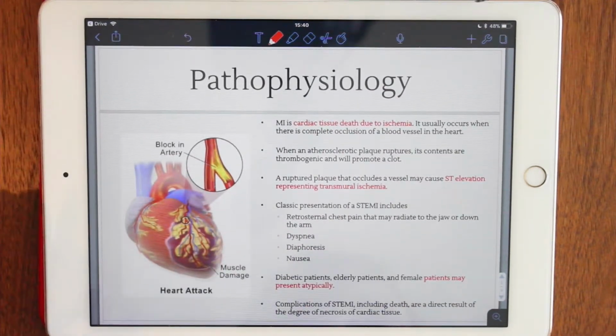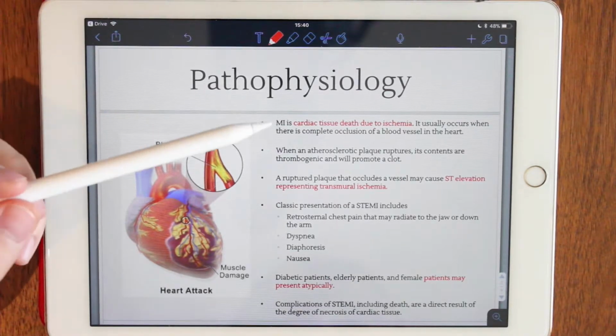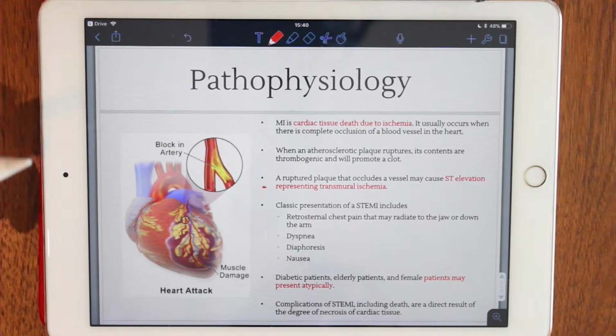So what's the pathophysiology of this case? STEMIs occur when there is cardiac tissue death due to ischemia. Ischemia is just lack of oxygen to the tissue, but when this gets carried too far and the tissue dies, that's called an infarction. When you see an ST segment elevation myocardial infarction, that represents transmural ischemia.